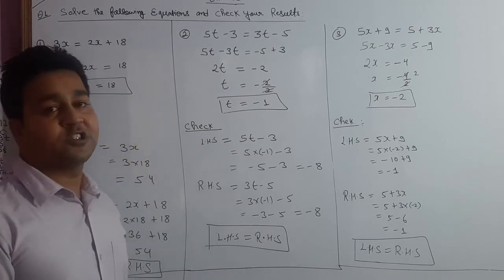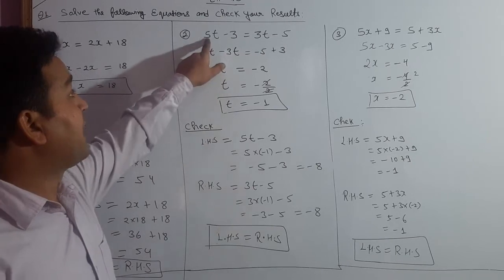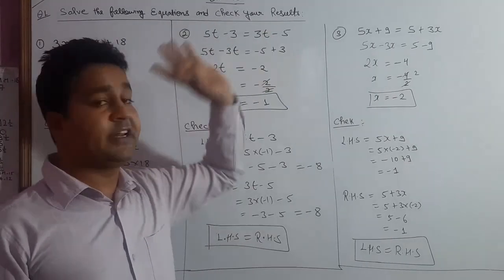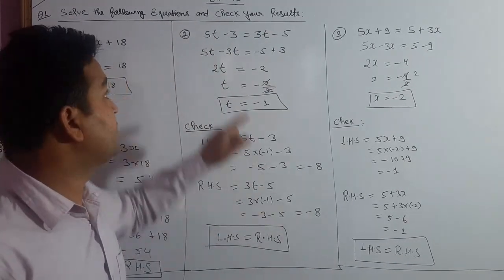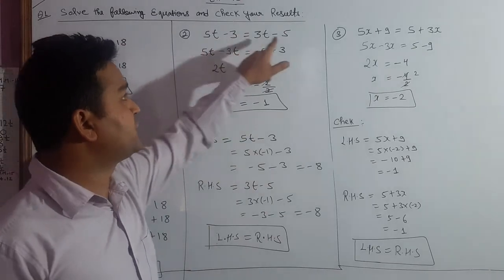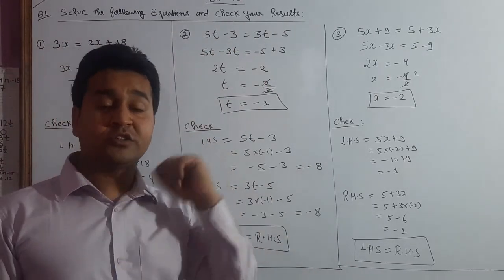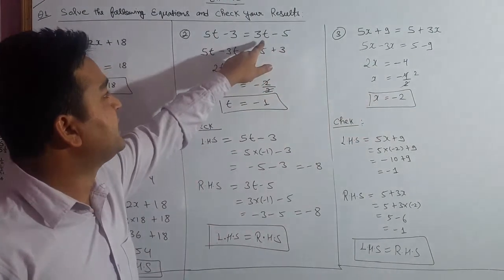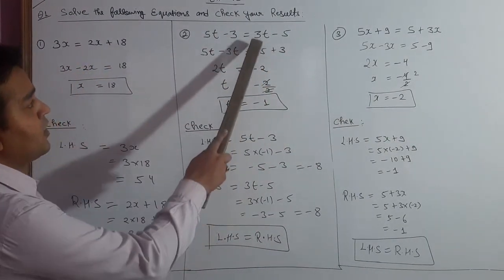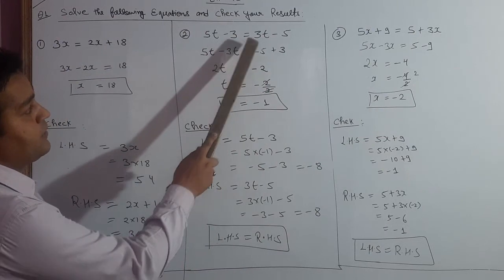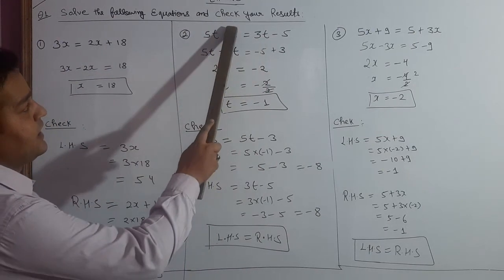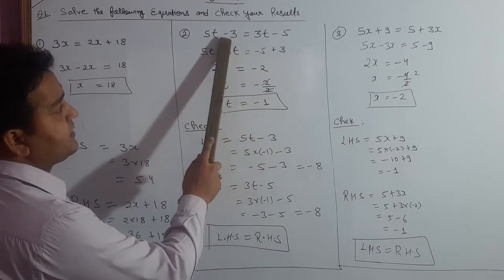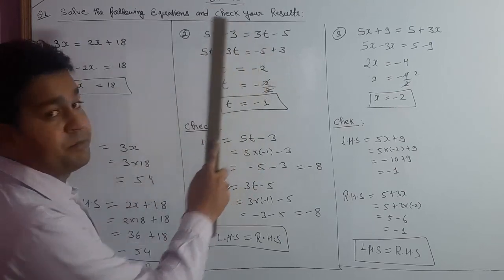Come to the second question. 5t minus 3 is equal to 3t minus 5. In this question you have t at two places and a constant at two places. Then what do you do? Just move the variable to one side and the constant to the other side. Then this 3t comes to this side, here it is plus, here it becomes minus, and this 3 moves to this side, here it is minus, then this side becomes plus.